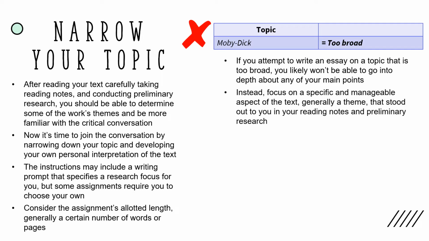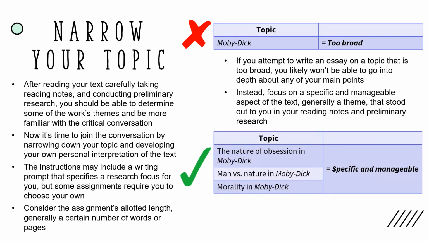Instead, focus on a specific and manageable aspect of the text, generally a theme, that stood out to you in your reading notes and preliminary research. For example, you could write about the nature of obsession in Moby Dick, man versus nature in Moby Dick, or morality in Moby Dick.